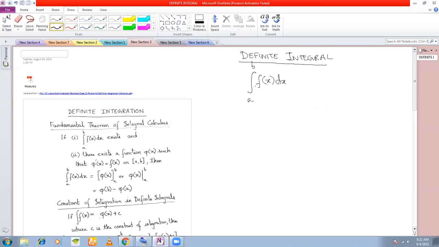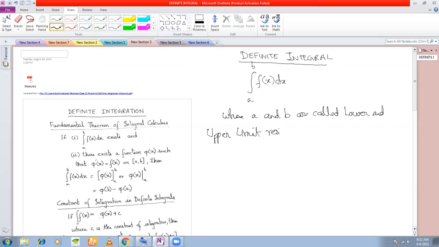A typical definite integral is going to look in this manner: integral a to b f(x) dx, where a and b are called the lower and upper limits respectively.